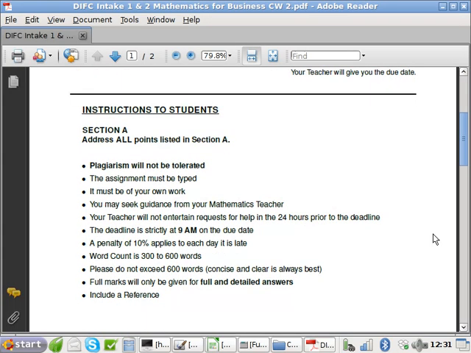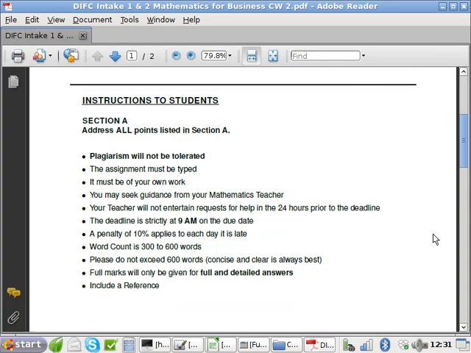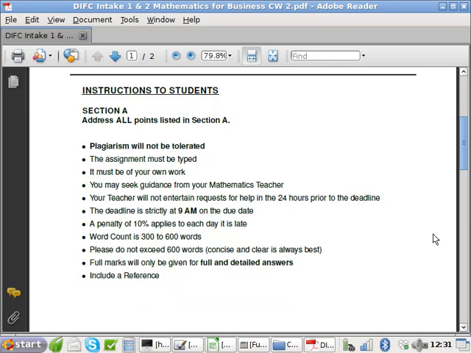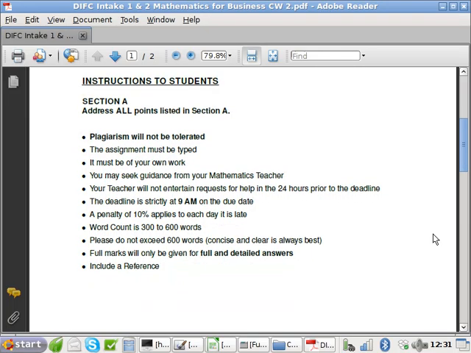The assignment must be typed. I'll say that again because there will always be one person who will handwrite it. The assignment must be typed. It must be your own work. You can get help from me. Don't ask me the day before it's due. I'll just laugh at your face, okay? So don't come up to me at 4 o'clock the day before it's due saying, so I'm having a problem with this assignment thing, okay? Don't do that. Two days before, yes. The day before, no.